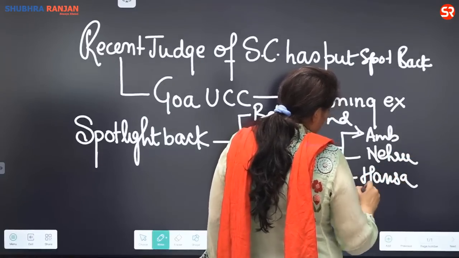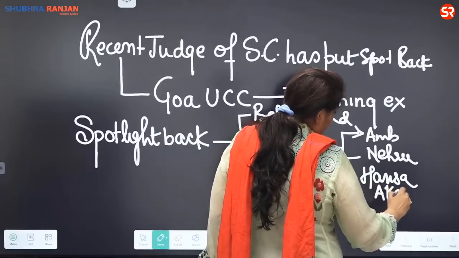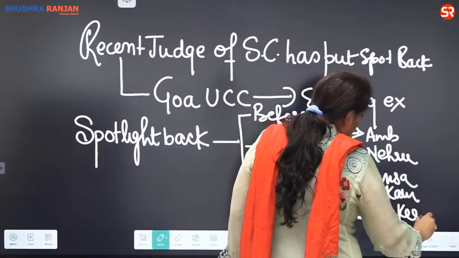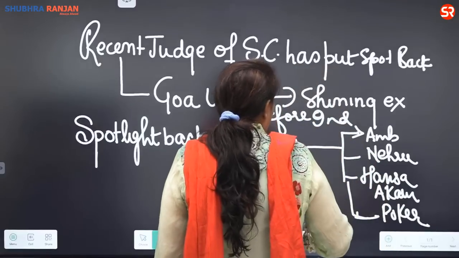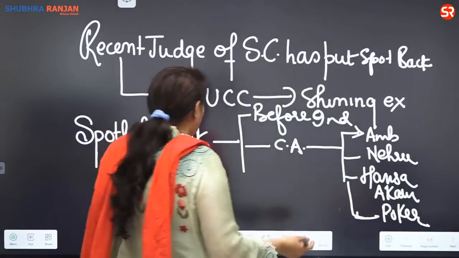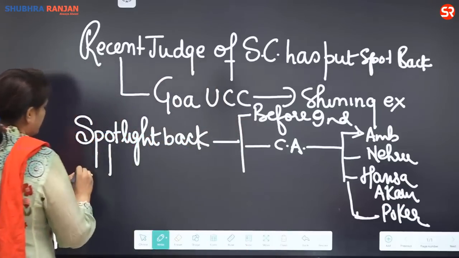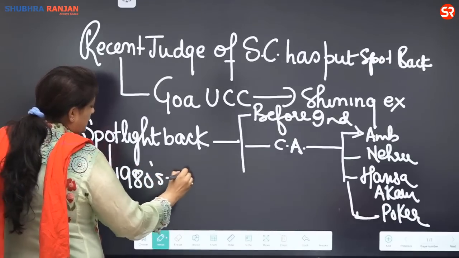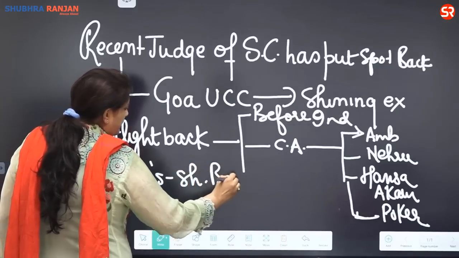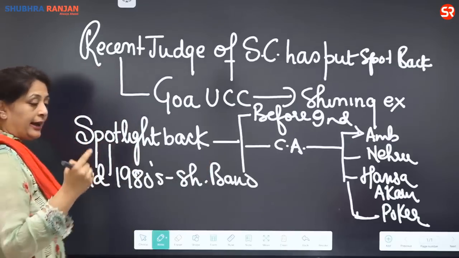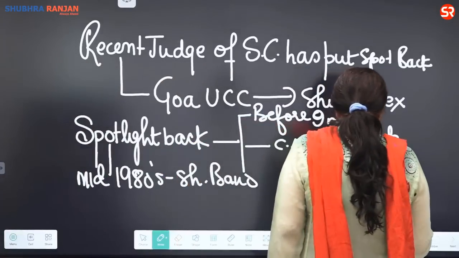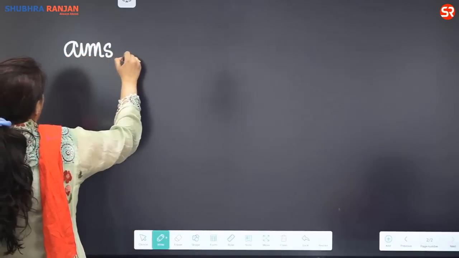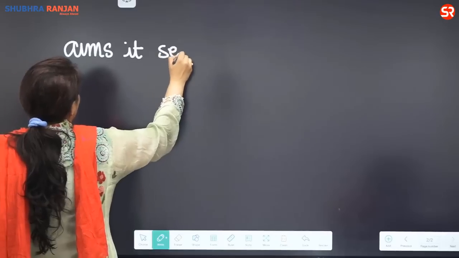Rajkumari Amrit Kaur, and members of minorities like Poker Sahib. And then when the debate was renewed in the mid-1980s with the Shah Bano judgment. Fine. And then the question says, what are the aims it seeks to achieve?